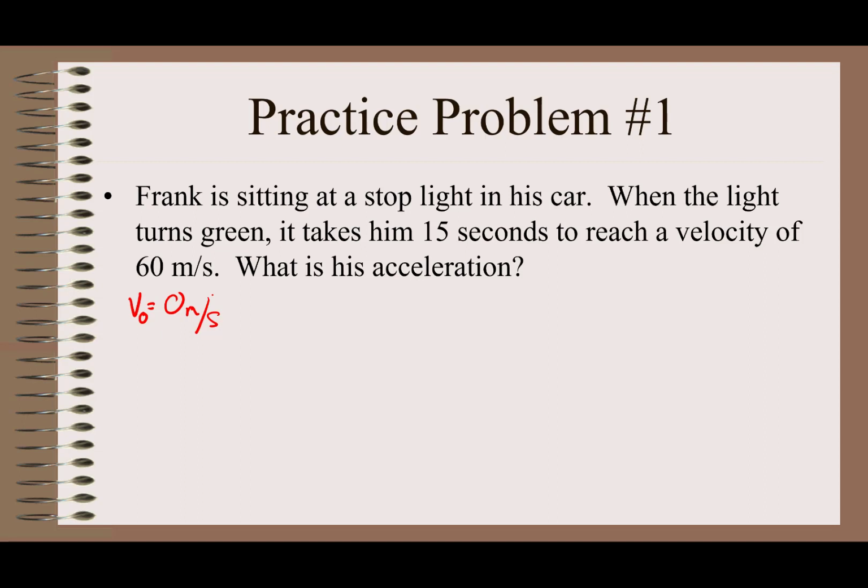All right. Light turns green. It takes him 15 seconds. That is a time to reach a velocity of 60 meters per second. And that's his final velocity, 60 meters per second. So that's the original part that you know. We're asked to find the acceleration. Well, I have these three things: initial velocity, final velocity, time. If you look back at your equations, the only thing that can solve for acceleration with those are the final velocity minus the initial velocity over time.